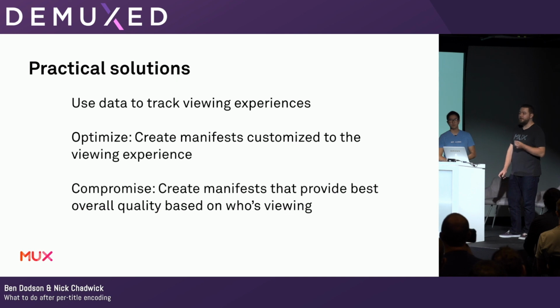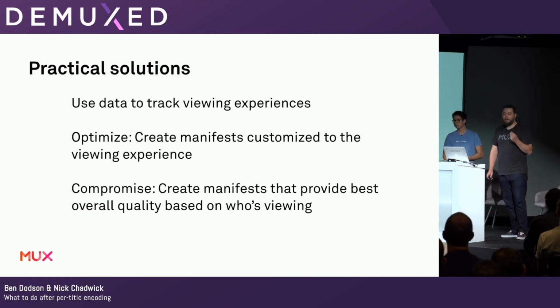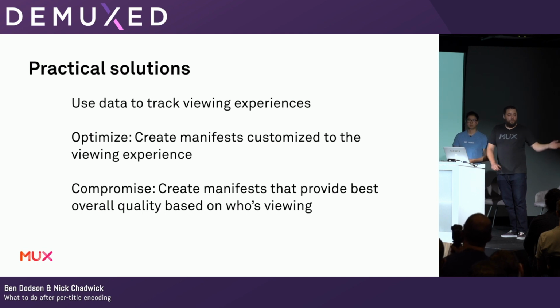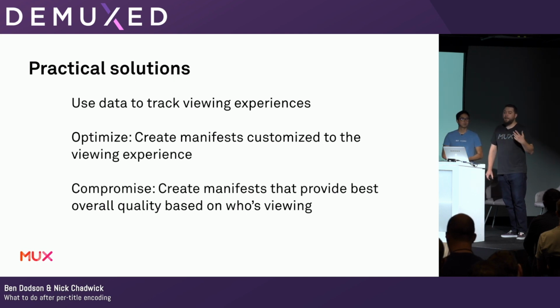However, in the real world, we often have to make compromises. And the compromises we often have to make are figuring out how to create manifests that, given the viewer distribution that we see, maximize overall viewer quality, not necessarily maximize it for one specific group of users.